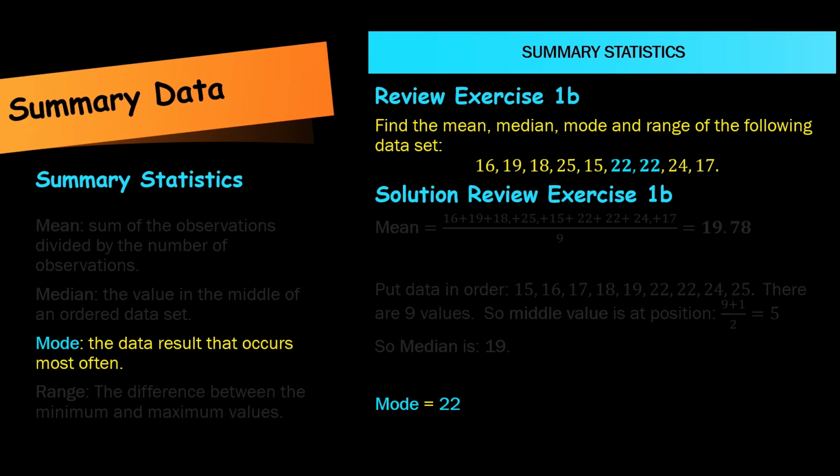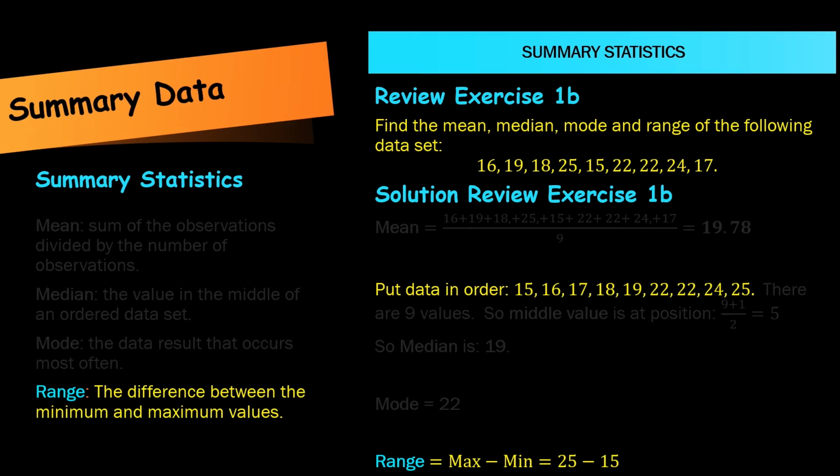And now for the mode. We're looking for the data result which occurs the most often, and clearly this is 22. So the mode is equal to 22. And finally the range. This is the maximum, which is 25, minus the minimum, which is 15. And this is equal to 10.